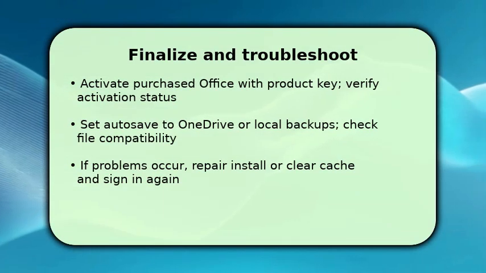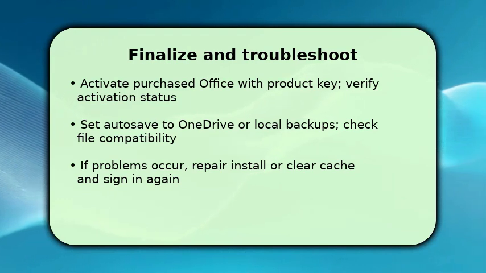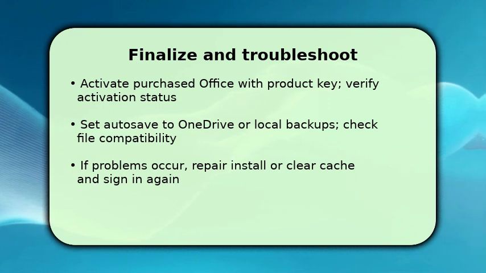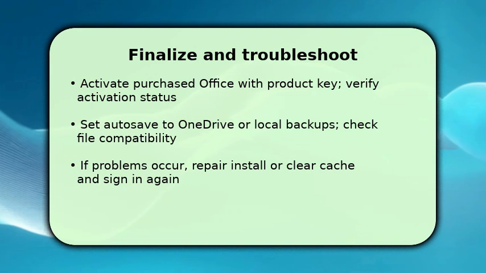Finish by activating or configuring autosave. If you bought Office, enter the product key and confirm activation. This unlocks full features. For web apps, ensure OneDrive autosave is enabled so files sync automatically.